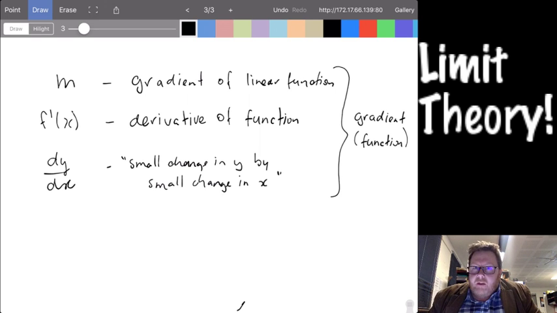So it's a gradient function, and the gradient function, if you remember, allows us to work out the instantaneous velocity of a function. So f dash of x is the gradient function, which allows us to find the gradient at any point of our function.